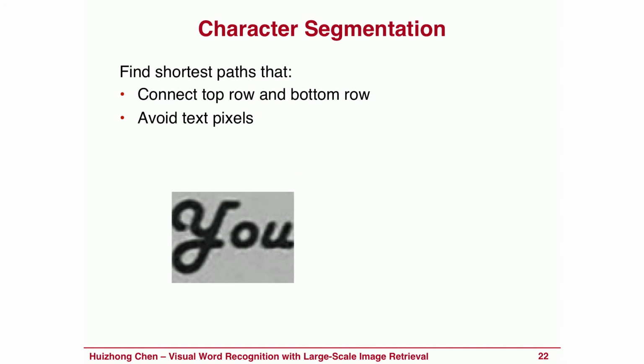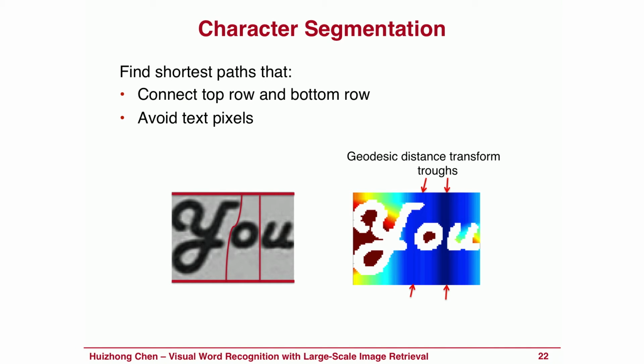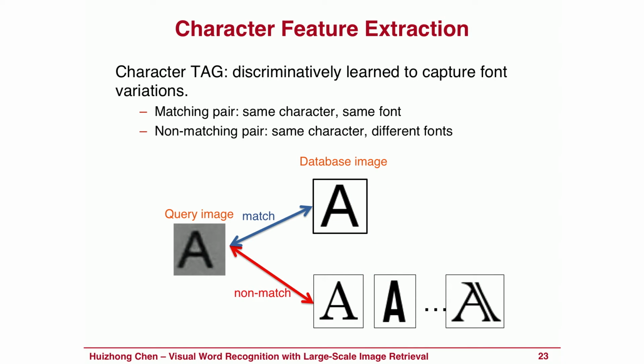The first step is character segmentation. The basic idea is to look for the shortest path that connects the top and bottom rows of the word patch, while avoiding text pixels. These shortest paths can be found by the geodesic distance transform. After computing the geodesic distance map, we look for the troughs in the map, which correspond to the spacing between characters. In the second step, features are extracted from each segmented character.